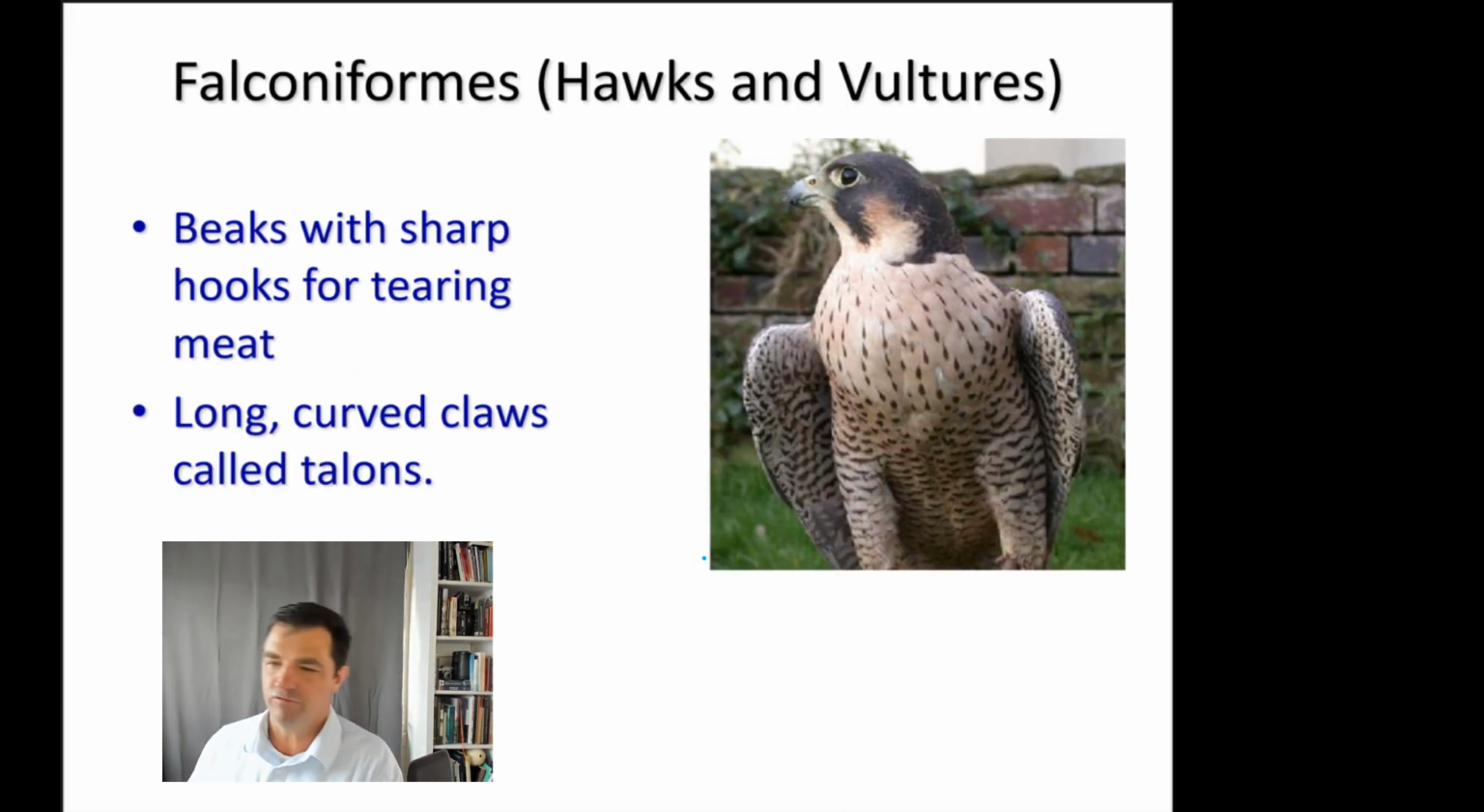Then we have the Falconiformes next. The Falconiformes are hawks, and vultures are now put into that group. They tend to have beaks with sharp hooks for tearing meat, and they have long curved claws called talons, and they use that to tear things apart.